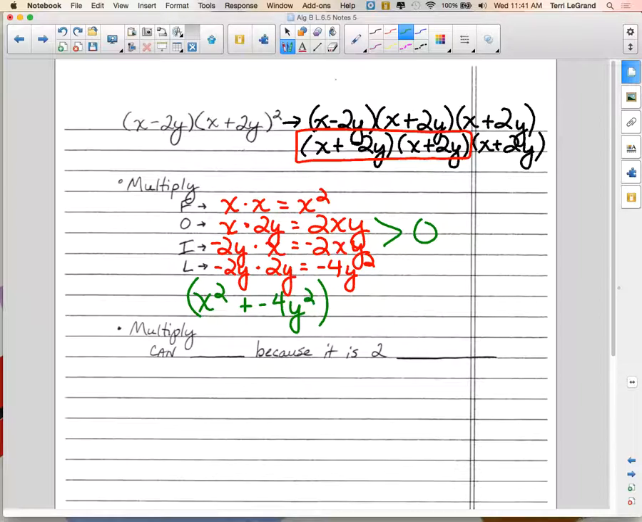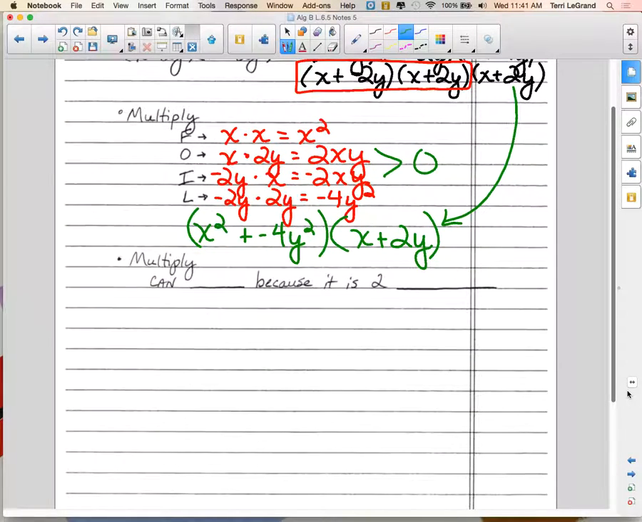That's our product. It's a polynomial, isn't it? Okay, now we need to, would you put an arrow? We need to bring down this one, x plus 2y. Okay, so can we FOIL? Yeah, we can FOIL because we have two what?